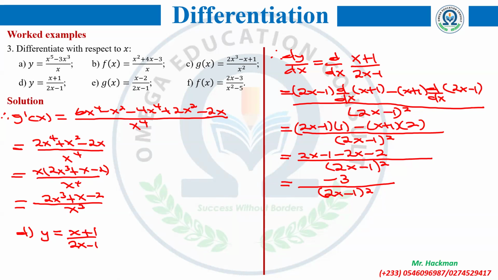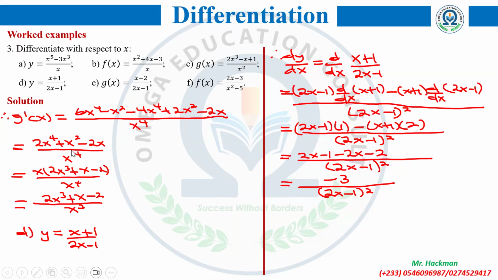I hope you get my point now. Yes, sir. With this one, the numerator was not in its factorized form, so for us to see whether reduction is possible, we had to expand and combine like terms, just as we did in this one. We expanded, we combined like terms, and that gave us this.